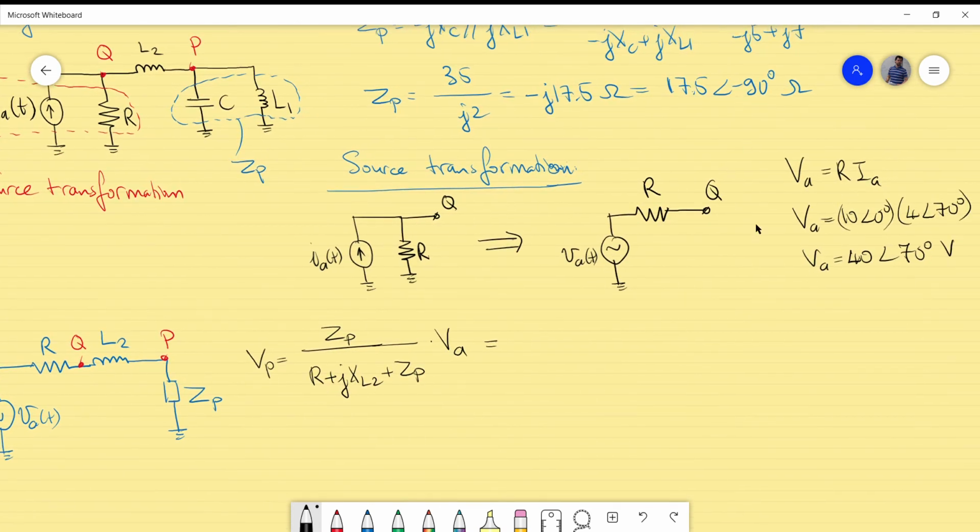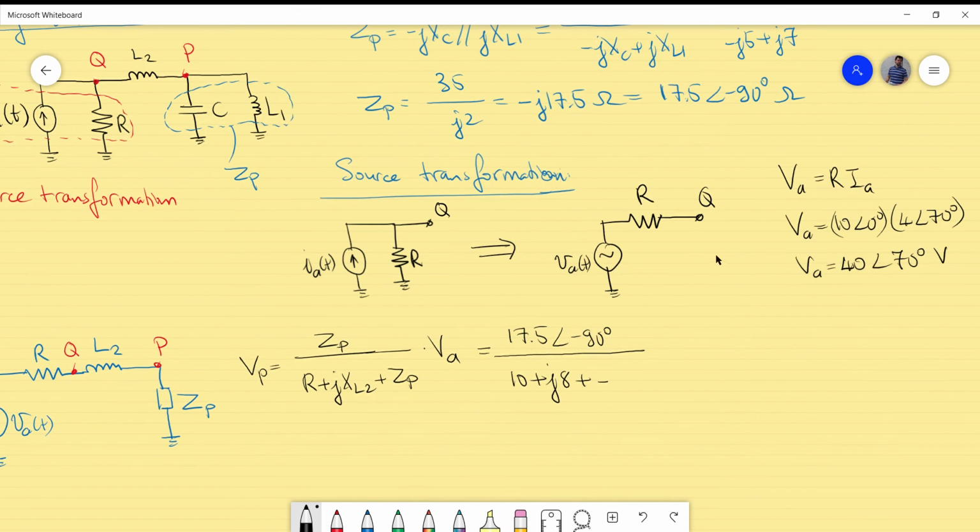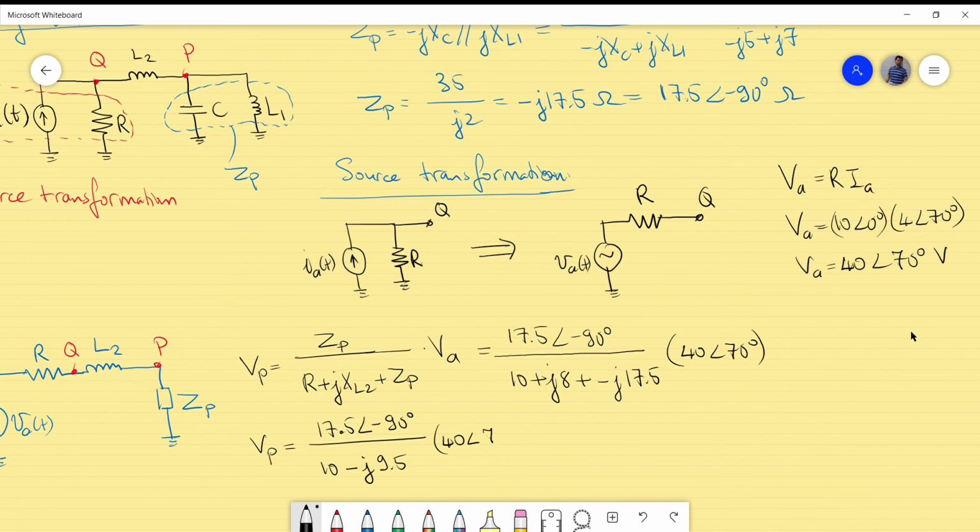So what is Zp? Now Zp already calculated here, which is shown here. I will take this form, so I will have 17.5 phase minus 90 degrees divided by R is 10 plus j8 plus, and I will this time take the rectangular representation. That will be handy in addition, so minus j17.5, and this will be 40 phase 70 degrees. Okay, now if you simplify this further, you will have 17.5 phase minus 90 degrees divided by 10 minus j, because this will be j8 minus j17.5, that will be minus j9.5, and 40 volts with a phase of 70 degrees.